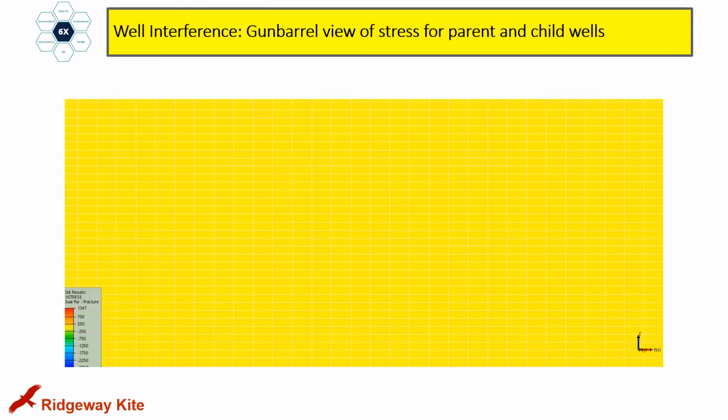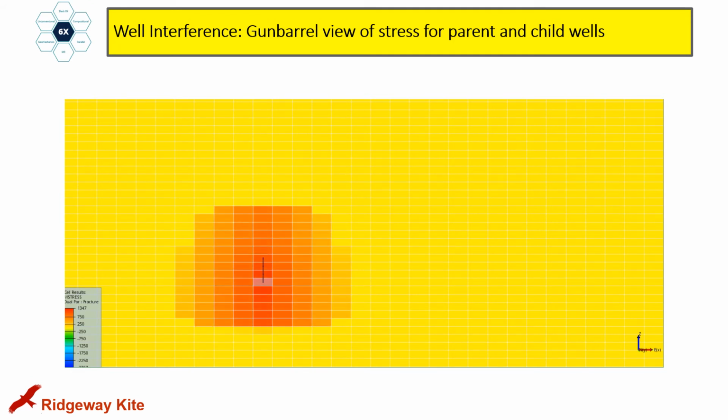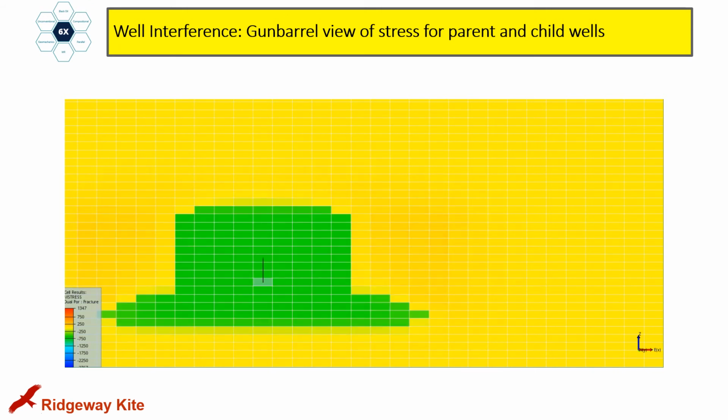Now moving forward, let's look at a parent-child case for well interference. We have a gun barrel view and we're again showing the change in net stress in the fracture. Initially, the parent well is fractured. The net stress increases. Once the fracture is completed, the parent well is flowed back and produced, and the net stress decreases as the pressure is drawn down. The colors go from warm to cold.